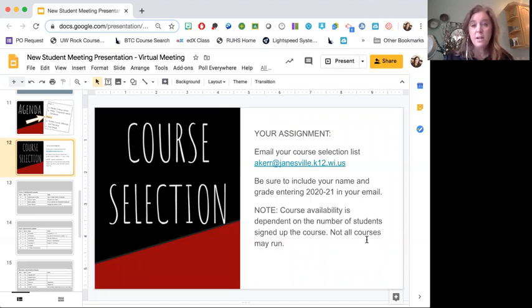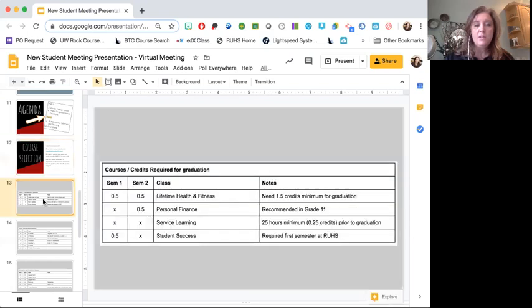So what you need to do right now is to get out a sheet of paper. You can hit pause if you don't have one handy, but get out a sheet of paper where you can jot down the classes as I talk about them. And then you will create an email and send that to me with your final list of classes that you want to take. So I'm going to start walking through our entire course selection guide that has been condensed into kind of this quick summary.